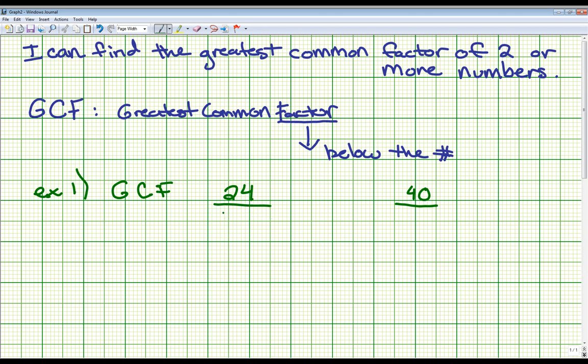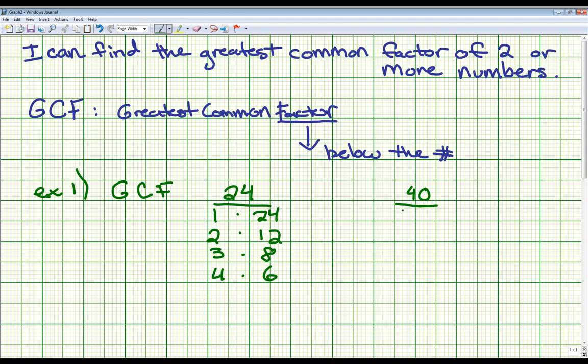So we're going to think about all the different ways we could multiply two numbers to get to 24. So we could multiply 1 times 24. We could multiply 2 times 12 to get there. We could multiply 3 times 8 to get there. We could also multiply 4 times 6 to get there. And that is it, I believe. So we have 4 factor pairs for 24.